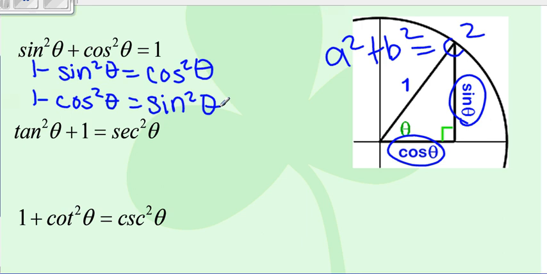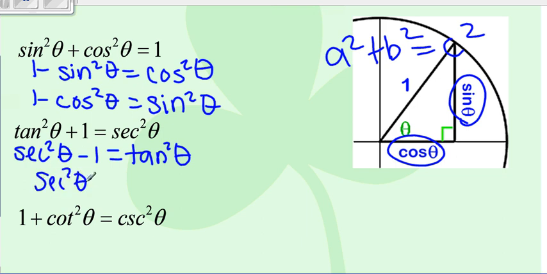So another way we might see this written is secant squared of theta minus 1 equals tan squared of theta. That might be another way we would use that one. And possibly you could use it as secant squared theta minus tan squared of theta equals 1. But mostly you'll see one of the top two as being helpful to you.